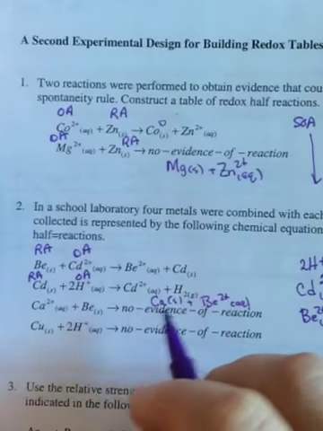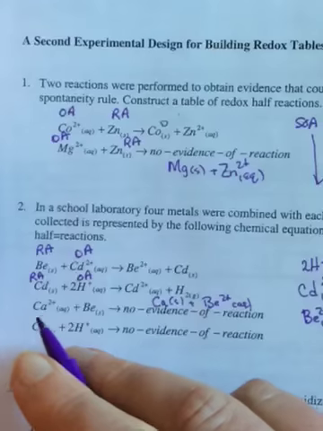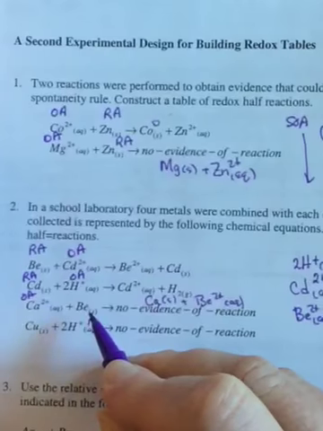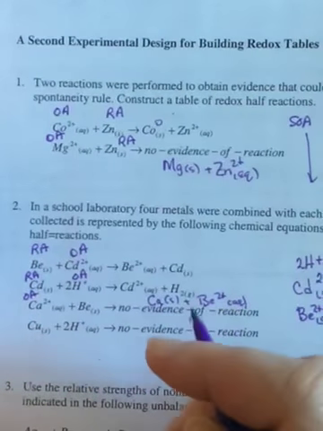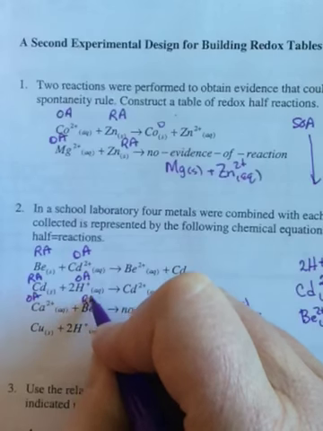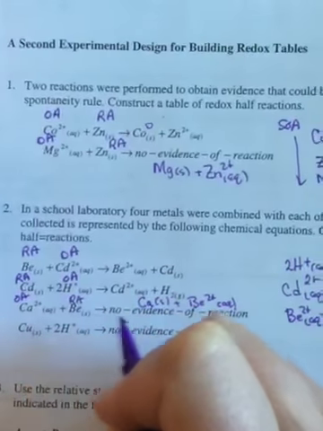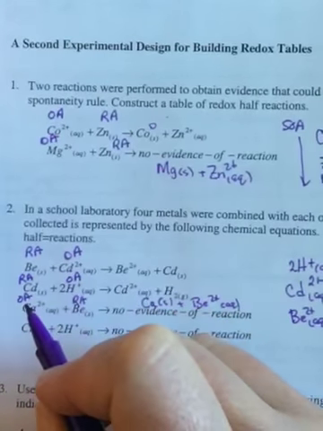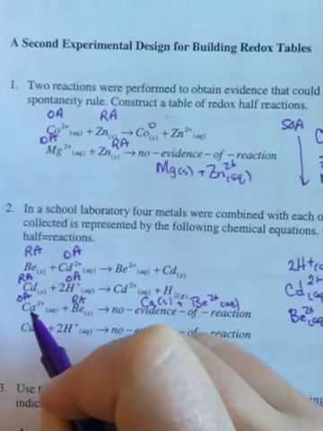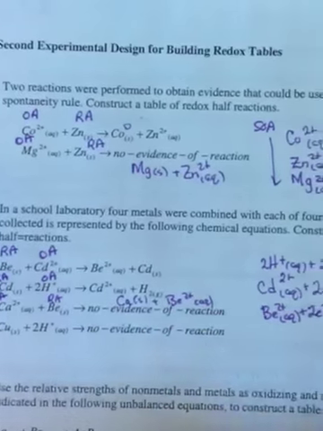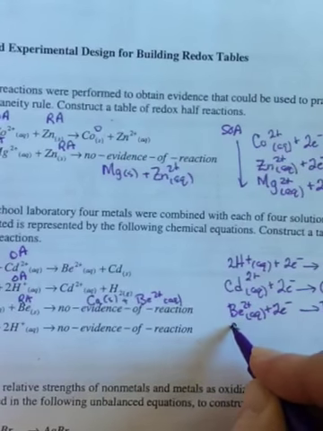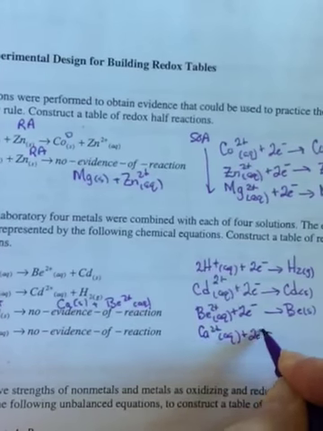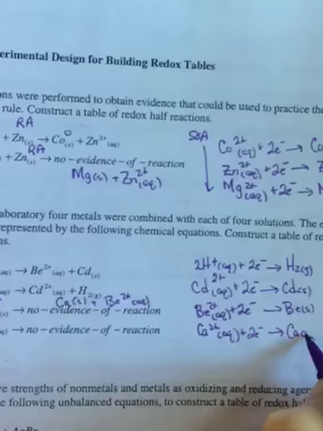Okay, so the calcium will be gaining electrons, which means it's being reduced, which means it's the oxidizing agent. Beryllium going from a pure to an ion means it's being oxidized. It's the reducing agent. Okay, it's non-spontaneous because of the no evidence of reaction, which means the reducing agent has to be above the oxidizing agent. The beryllium is going to be above the calcium in the chart, which means the calcium goes down below it. So Ca2 positive aqueous plus 2 electrons going to Ca solid.